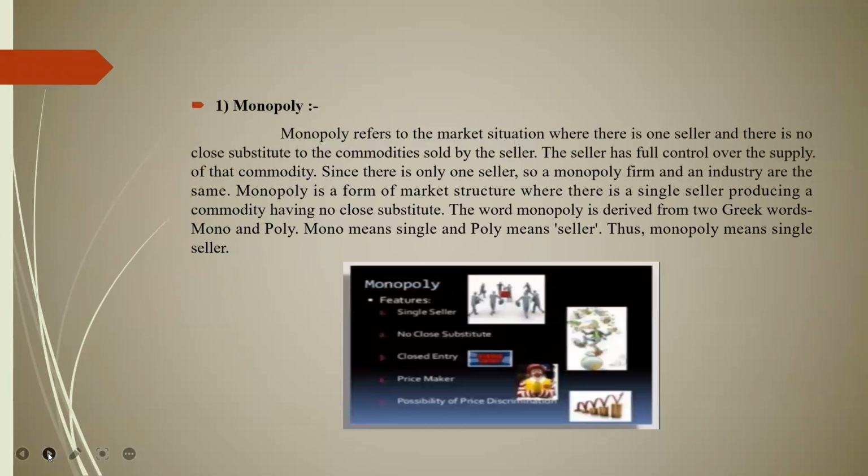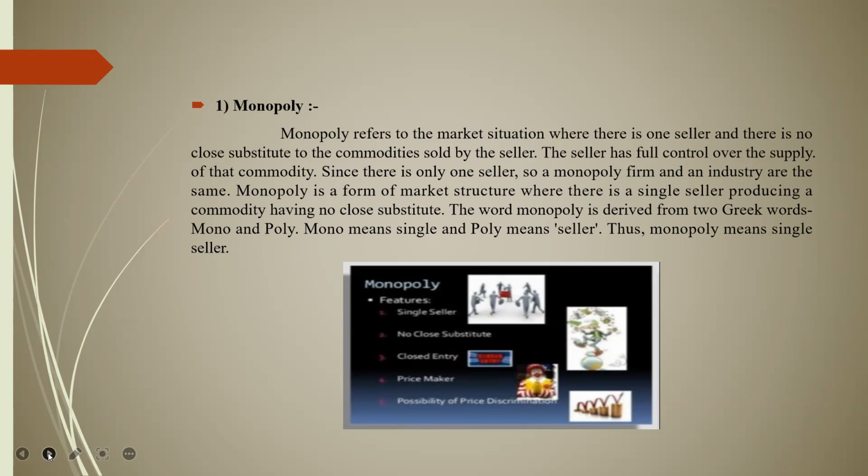Monopoly is a firm that produces the entire market supply of a particular good or service. Example, NZ Post for postal services. It refers to the market situation where there is one seller and there is no close substitute to the commodity sold by the seller. The seller has full control over the supply of the commodity.